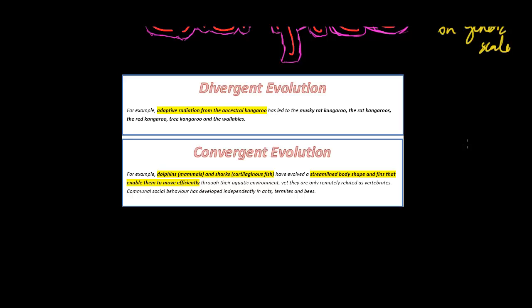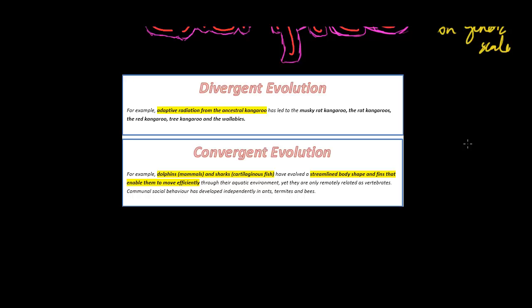My example was dolphins, which are mammals, and sharks, which are cartilaginous fish, which have evolved a streamlined body shape and fins that enable them to move efficiently through the aquatic environment. What this means is that these two animals are probably not from common ancestors, but because they're in that same location, they have produced similar characteristics which allow them to survive in that environment, which is a streamlined body shape and fins that enable them to move efficiently in their aquatic environment. That is it for convergent and divergent evolution.